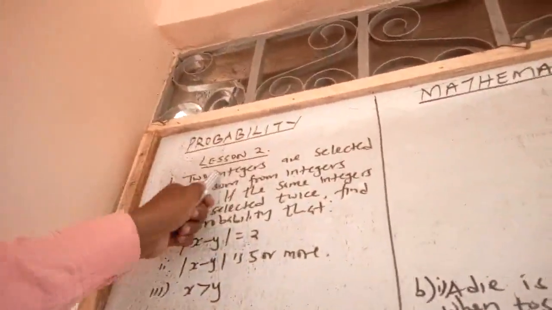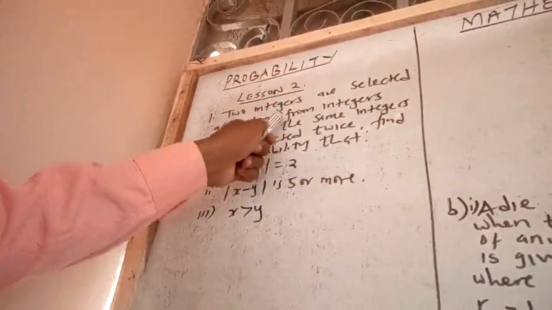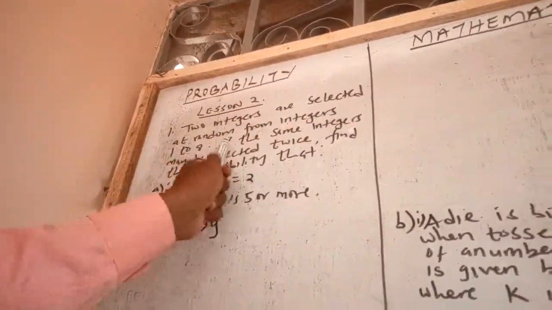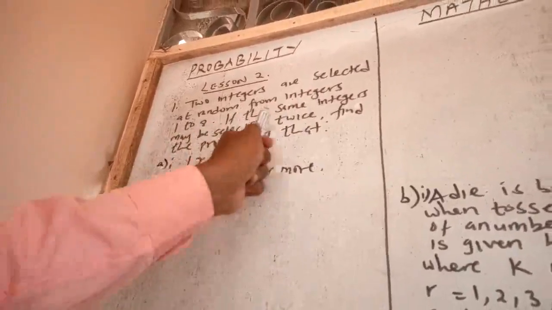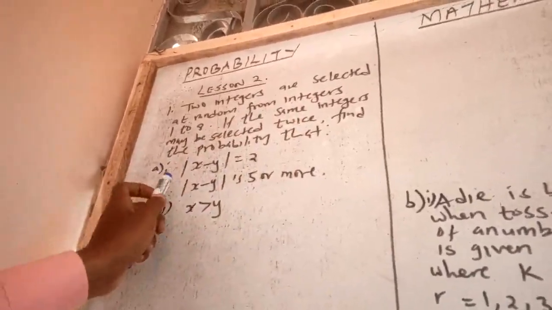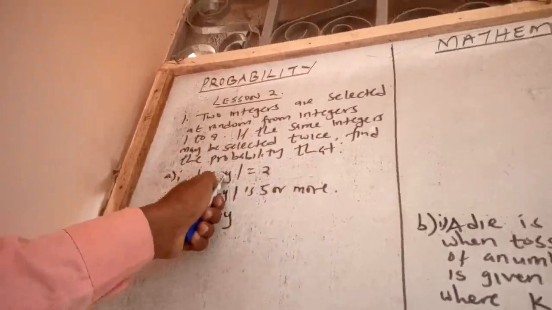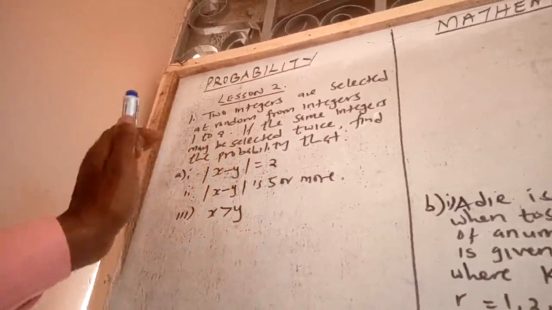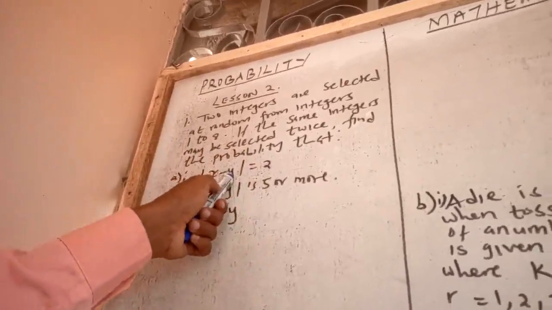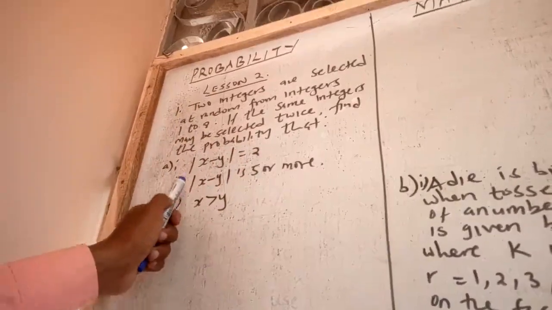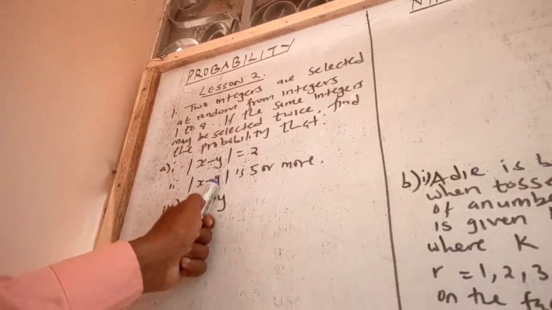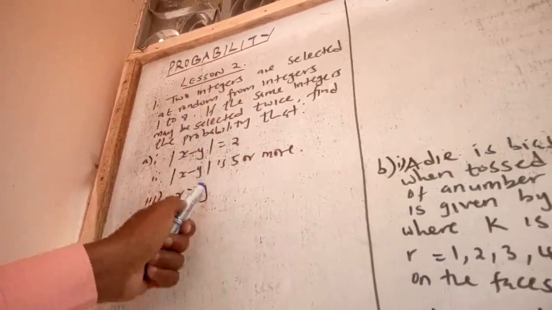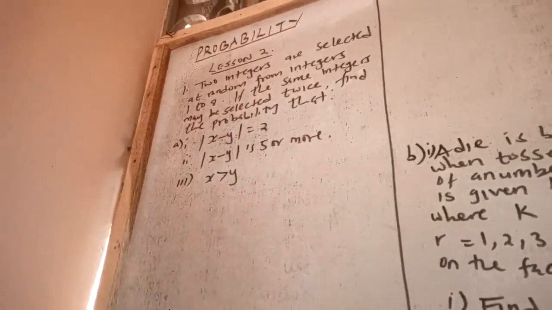You are given that two integers are selected at random from integers 1 to 8. If the same integers may be selected twice, find the probability that the absolute value of x minus y is equal to 2, and also the probability that the absolute value of x minus y is 5 or more. And finally, the probability that x is always greater than y.